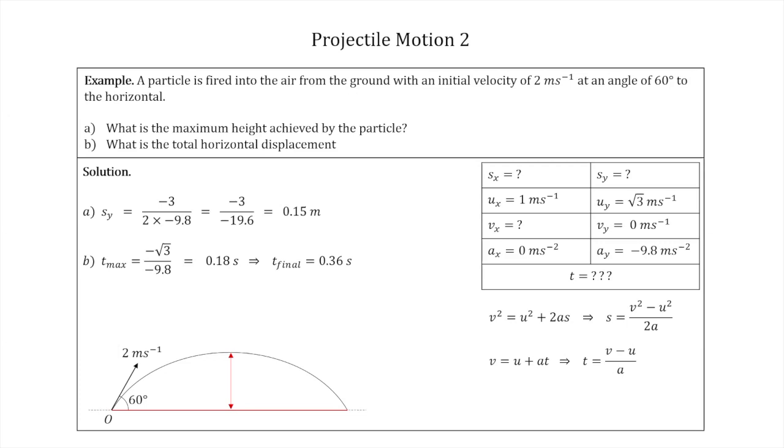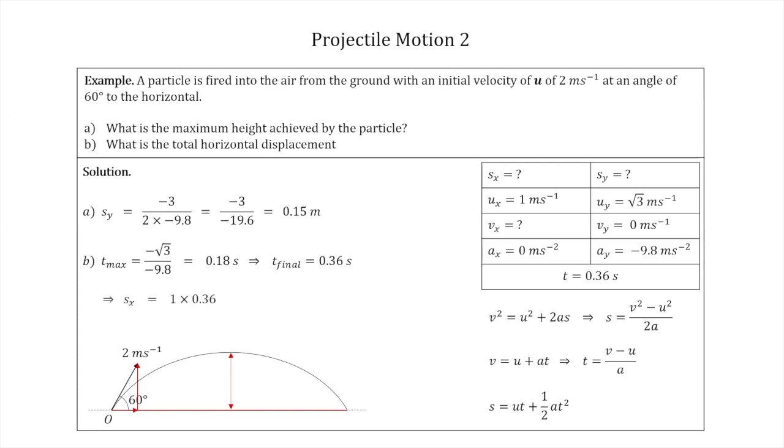So we are trying to find s sub x. We have u sub x and a sub x. We also have t, at the time it comes back onto the ground and has moved through its total horizontal displacement. We just said that happens at 0.36 seconds. So we have u, a, and t, and we're trying to find s. So which SUVAT equation do we want? We want s equals ut plus a half a t squared. And thankfully s is already the subject here.